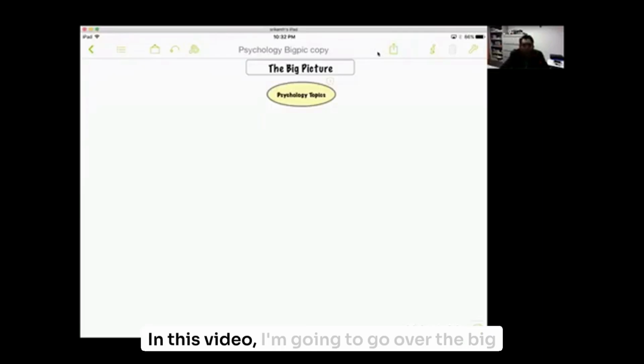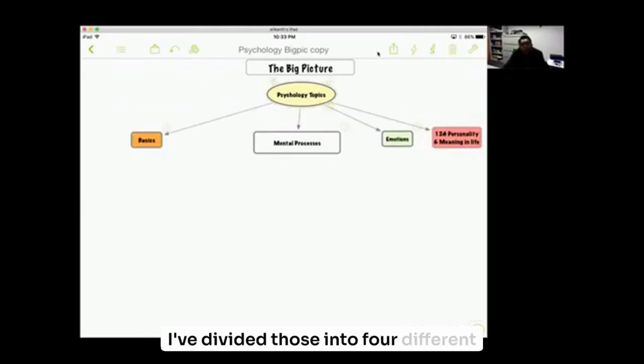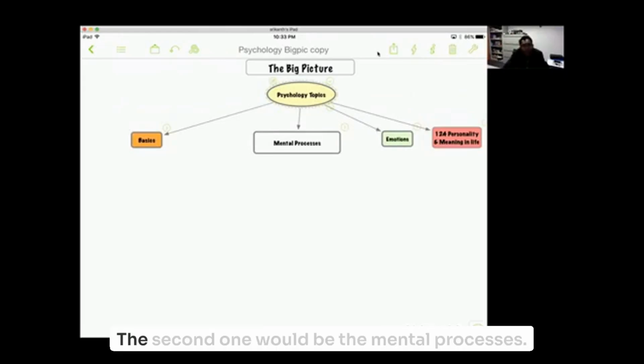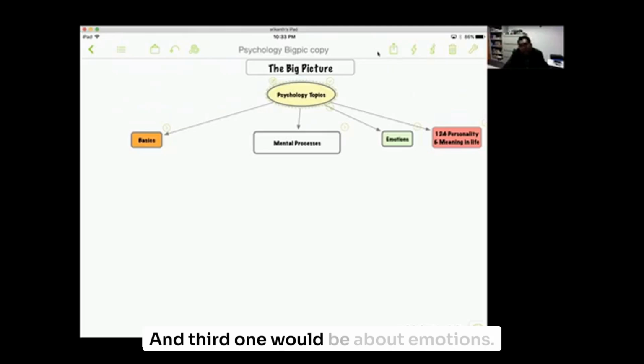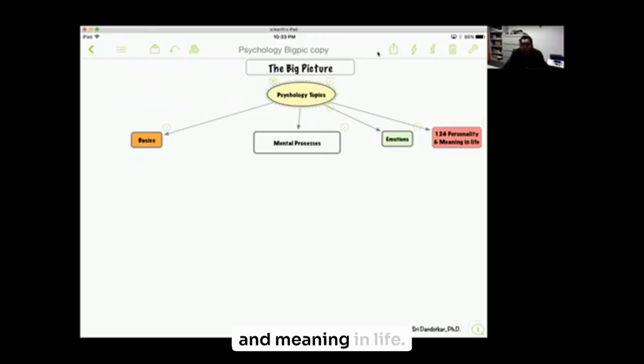In this video, I'm going to go over the big picture for this class. The topics that we'll discuss in this class, I've divided into 4 different categories. The first one is about the basics of psychology. The second one would be the mental processes. The third one would be about emotions. And the fourth one is about personality and meaning in life.